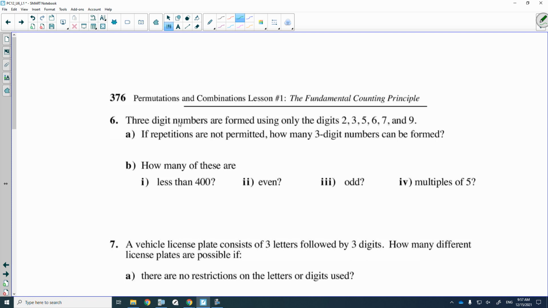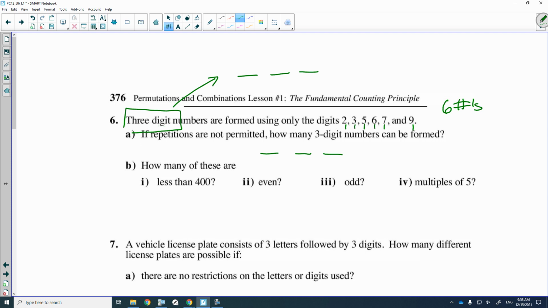We're forming a three-digit number. A three-digit number means three different stages, okay? So I've got three different stages. I only have these digits to choose from, right? Those are the only digits I could choose to make a three-digit number. So that's 1, 2, 3, 4, 5. I've got six numbers that they give me to choose from.